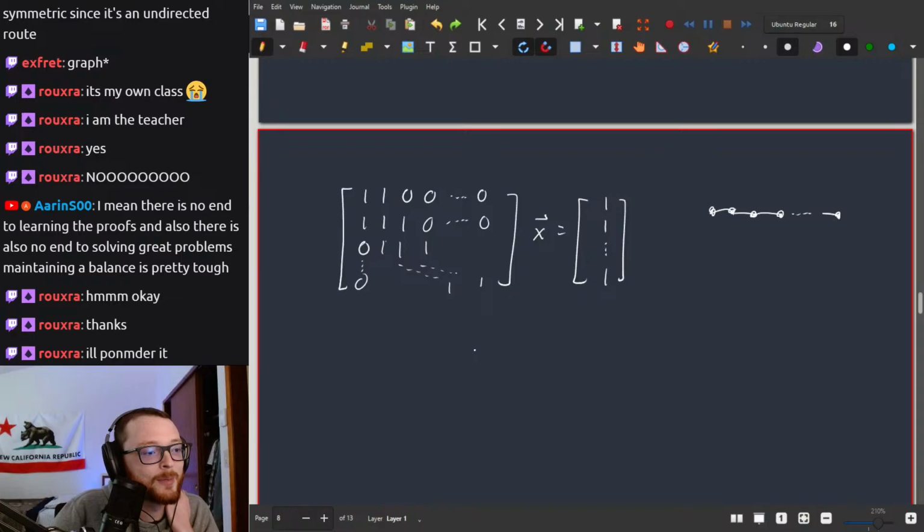Also, the matrix is symmetric since it's an undirected graph. Oh, yeah, it is symmetric. True.